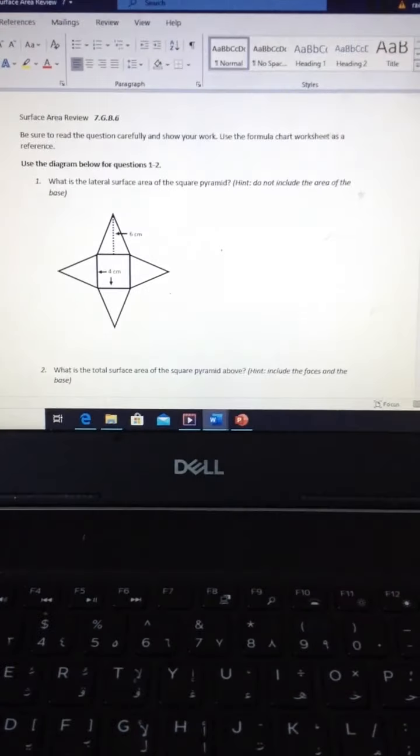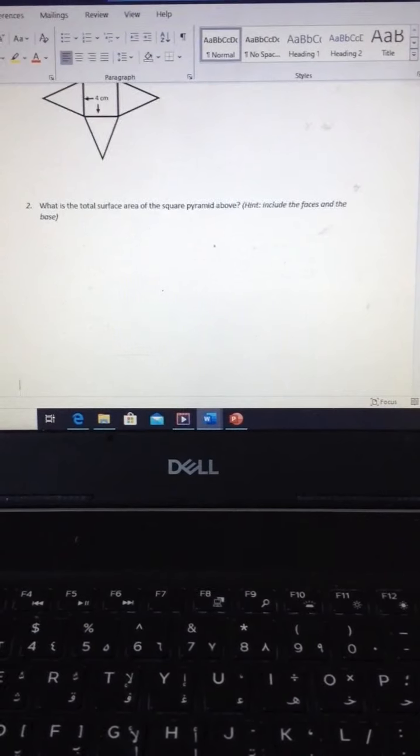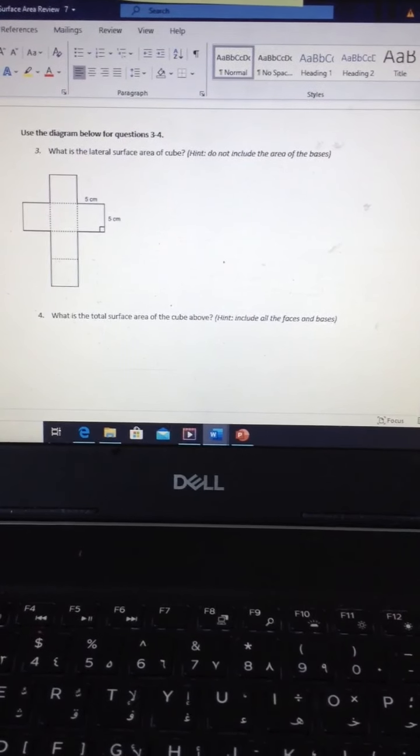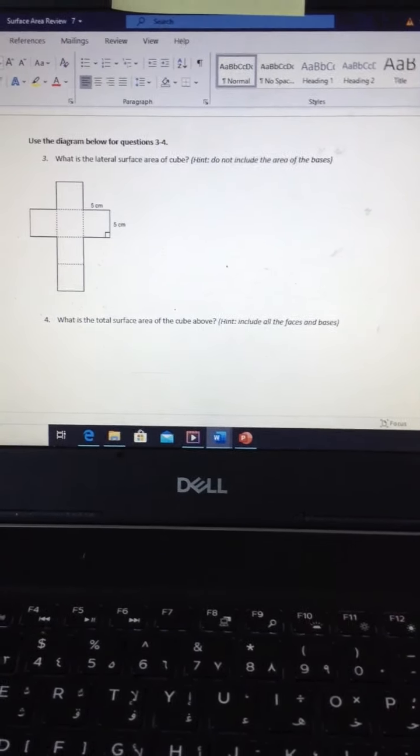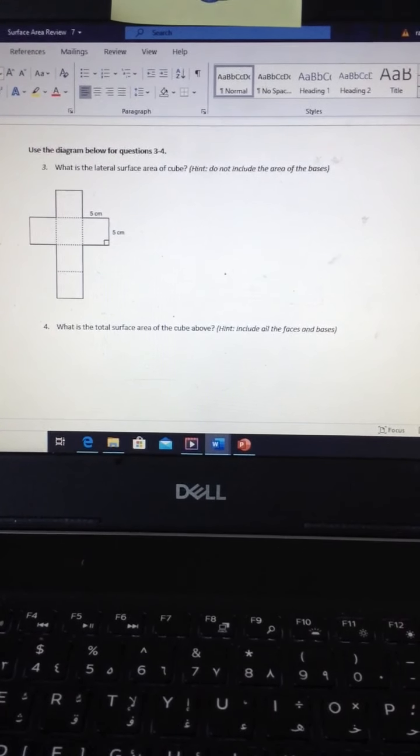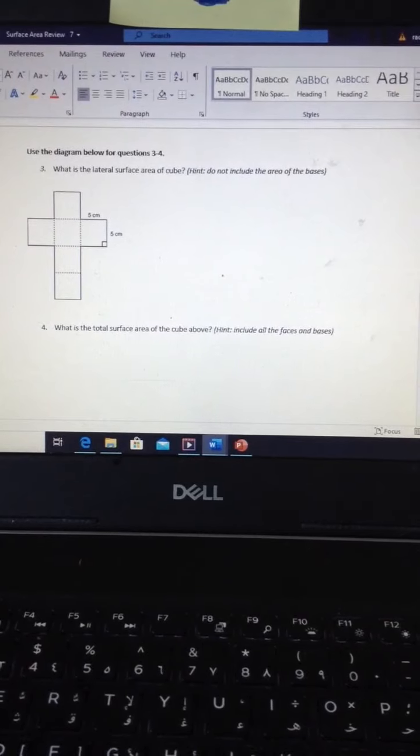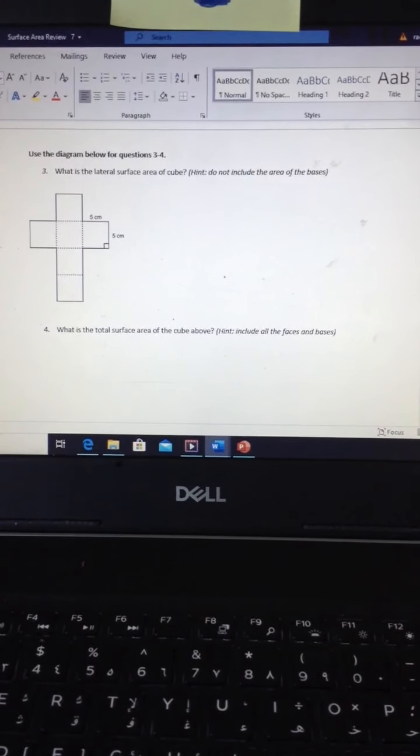So we've answered 1 and 2. Let's go to problem number 3. So what is the lateral surface area of the cube? Again, we need to find the lateral surface area. So that means we're going to find the area of the faces and not the base. Okay, so we're not going to include the bases.